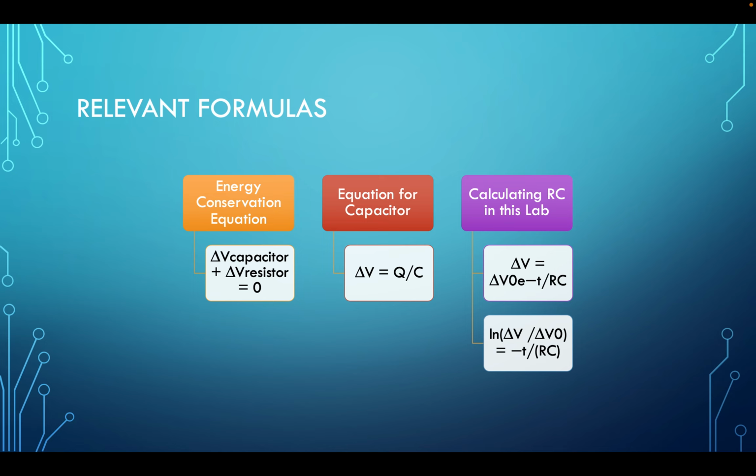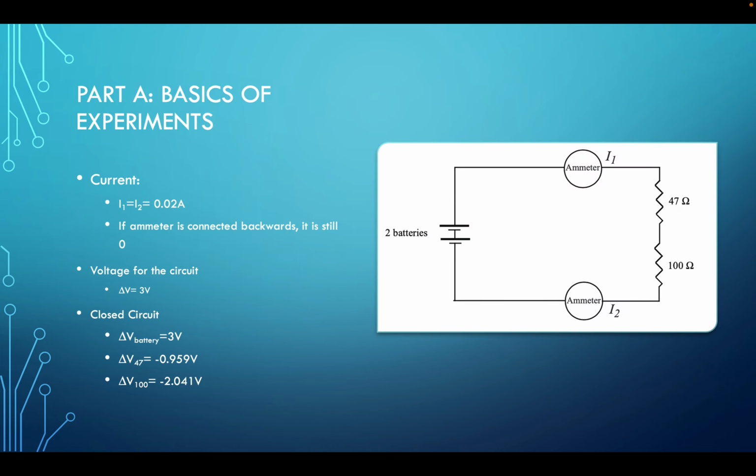And this is the equation for the capacitor, which is change in V is equal to Q over C. And we calculated the RC in this lab by getting the change in V is equal to the change in V naught over RC. And we linearized it by taking the ln of this function.